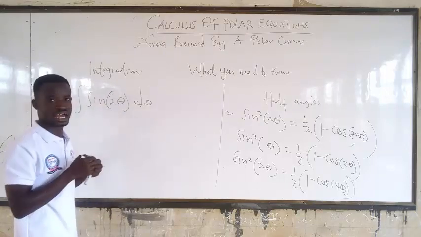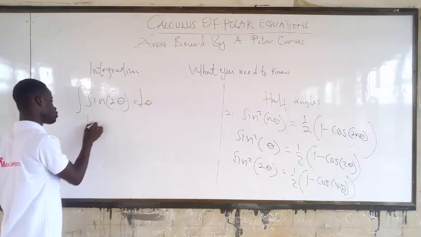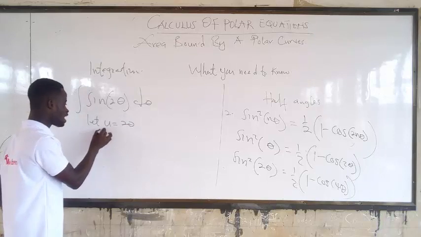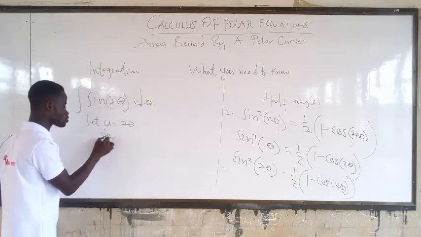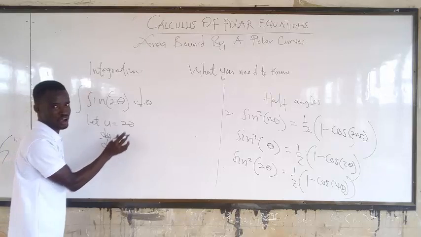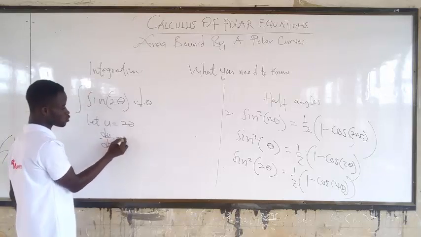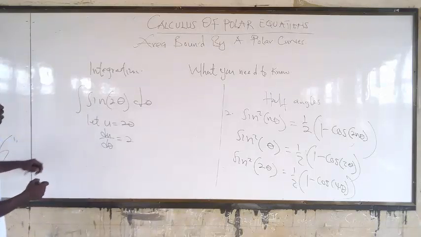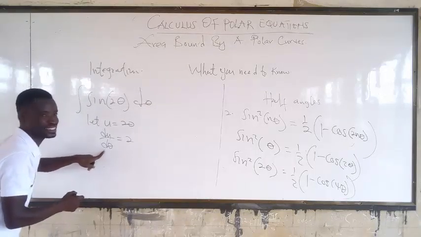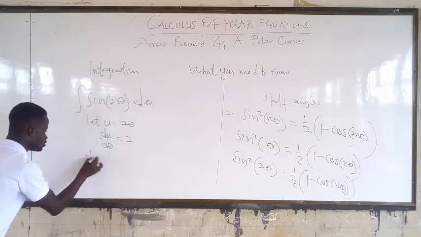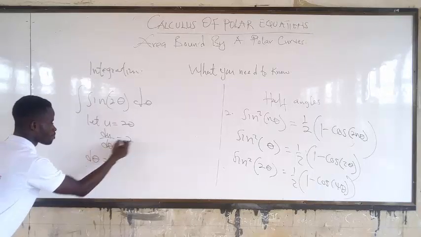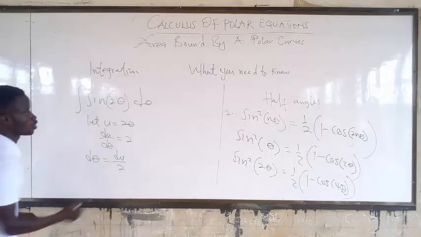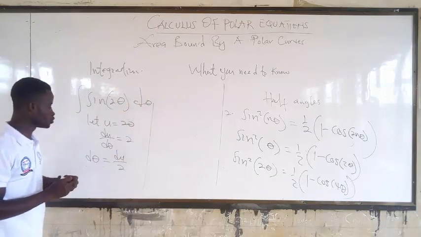It's sine 2 theta. So what you do is let u be equal to 2 theta. Then you differentiate du with respect to theta, and you get 2. Good. Then make theta the subject. So theta is equal to du over 2.